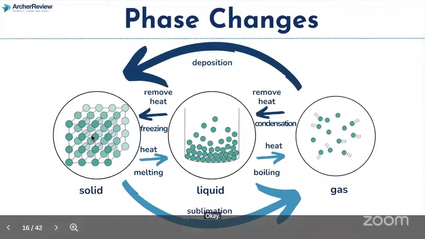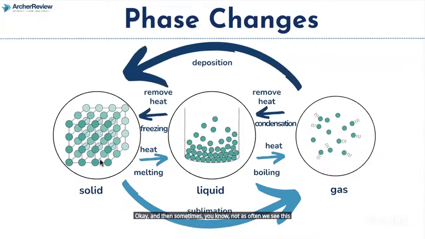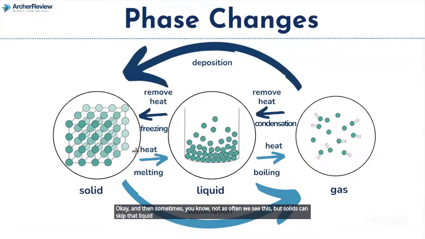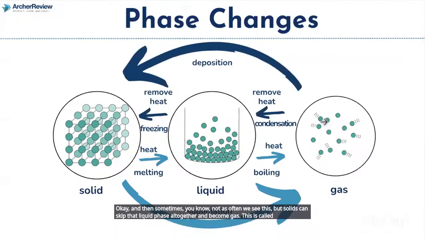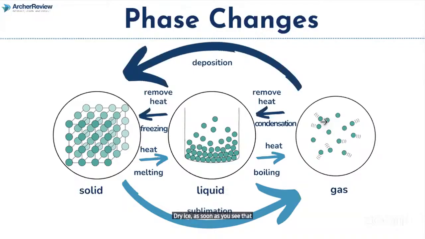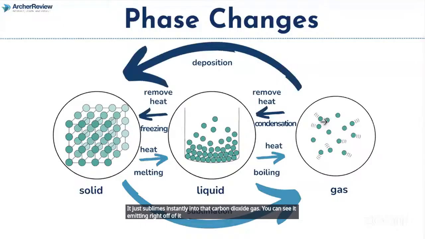Okay, and then sometimes, not as often do we see this, but solids can skip that liquid phase altogether and become gas. This is called sublimation. So a great example of this is if any of you have ever worked with dry ice before. As soon as you see that solid cube of dry ice, it just sublimes instantly into that carbon dioxide gas. You can see it emitting right off of it, that vapor.